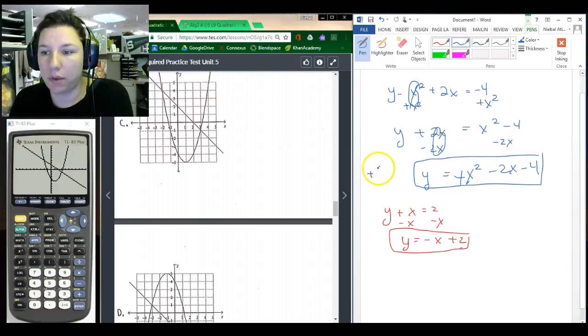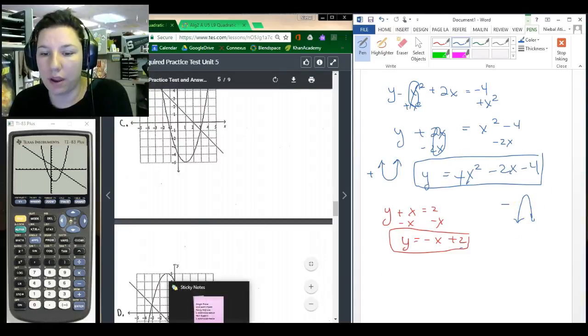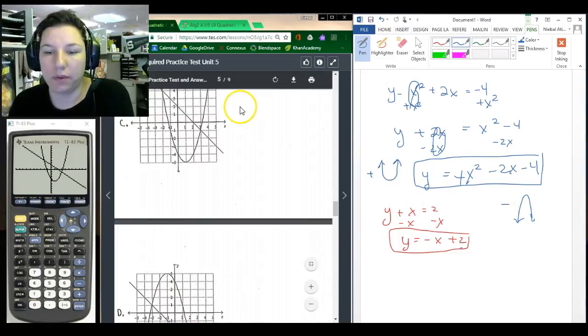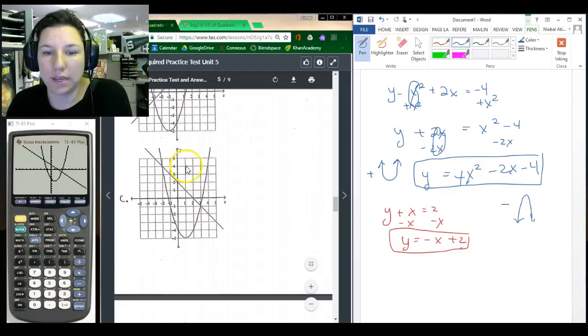When you're feeling positive, you're smiling. When you're feeling negative, you're frowning. So this graph would be a negative x squared, but we've got a positive x squared. So we're going to go with C that matches.